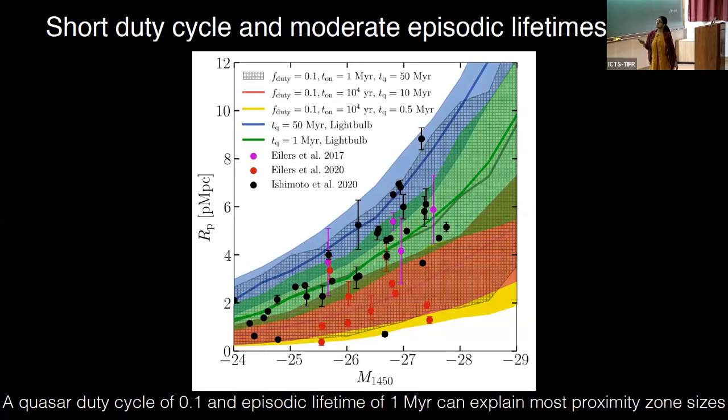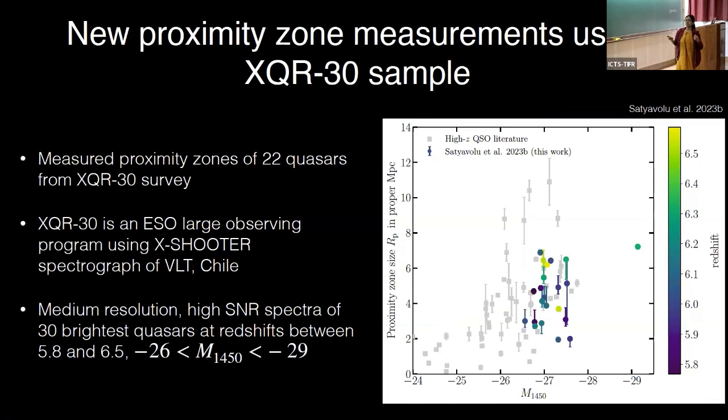More importantly, what we found was that by keeping the duty cycle short and increasing the on time, we are able to find a model which can explain all the observed proximity zones for lifetimes as large as 50 megayears for the first time. We then supplemented this with more measurements from the XQR-30 survey using the VLT telescope. These are our recent measurements.